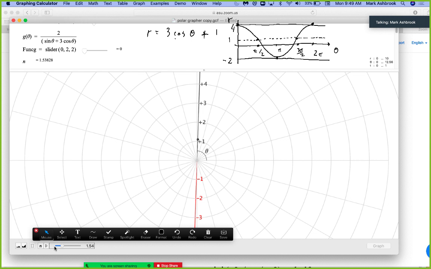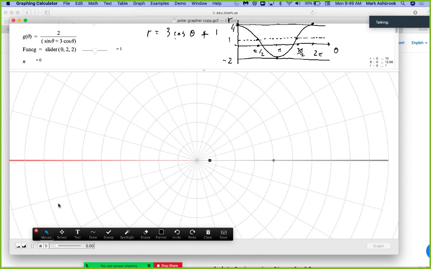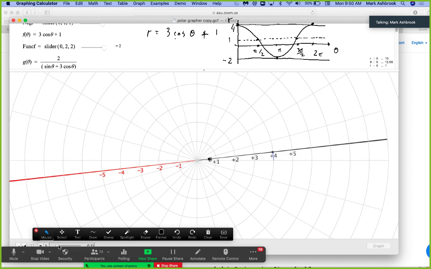Okay, so what does that look like? So that will look like this. Decreases slowly. So r decreases slowly at first.